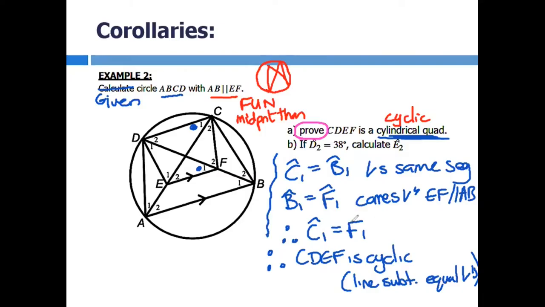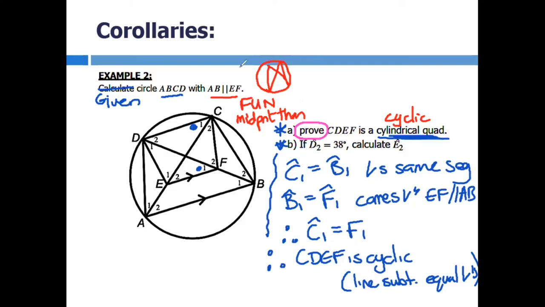Okay, now that I know it's cyclic, whether you manage to answer that first question or not, remember it for the next question. Because if you've managed to prove it, or if you haven't, you now know from the second question you can assume that it is cyclic. Okay, so they said D2 is equal to 38 degrees.